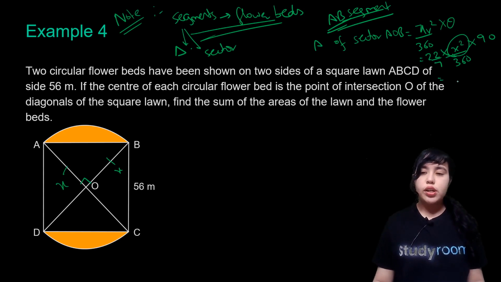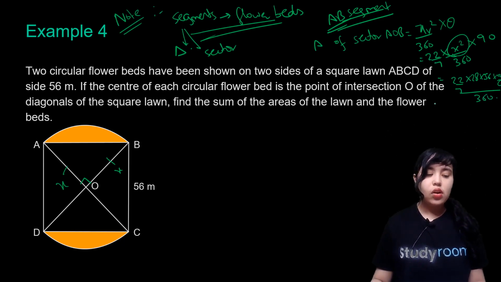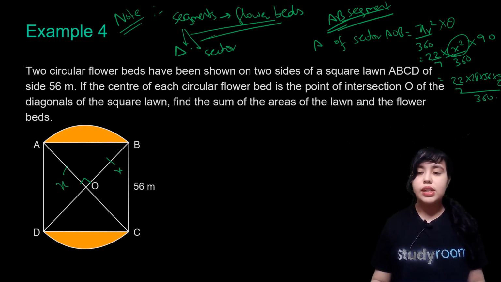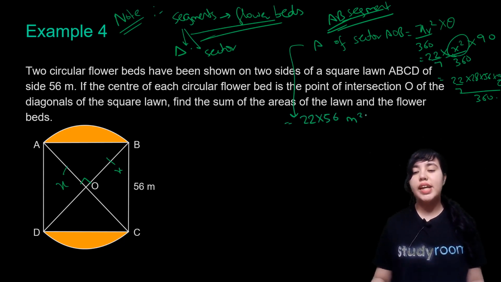highlighted. So you can write this area of sector AOB as 22 by 7 into 28 into 56 into 90, upon 360. Alright, so when you simplify this, your area of sector AOB will turn out to be 22 into 56. Again, because it's area, its unit will be distance square, so that's meter square.